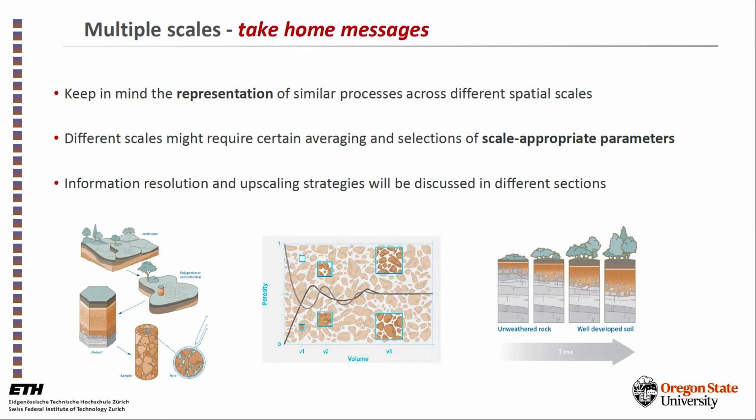So to summarize, keep in mind the representation of similar processes across scales. Sometimes it will be calculation of evaporation at an instantaneous value, at a day, or at a month, and the results need to be interpreted accordingly, and also the data input needs to be interpreted accordingly. Different scales might require different types of averaging. Think about infiltration into a uniform soil column or into a heterogeneous landscape. So we sometimes need to devise scale-appropriate parameters for describing, say, infiltration over a heterogeneous landscape.